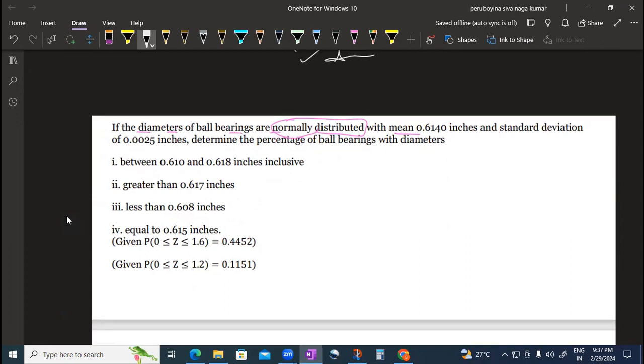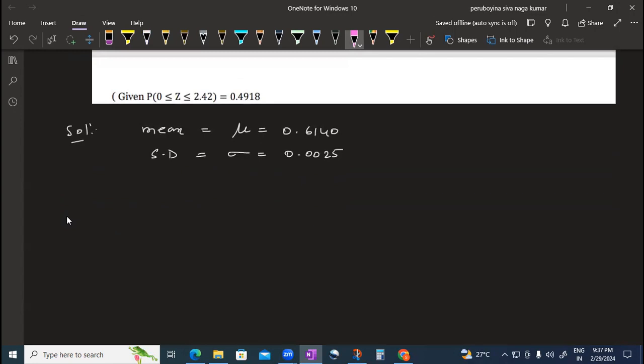Determine the percentage of the ball bearings. In the question also he is asking for percentages. So in every question, at last we have to multiply with 100. That was indicated by this sentence. A ball bearing with diameters between 0.610 to something. So he is talking about the diameter only in the entire question. Look at this starting sentence also diameters, ending sentence also diameters. So the entire question is about the diameter values. So say x is equal to diameter.